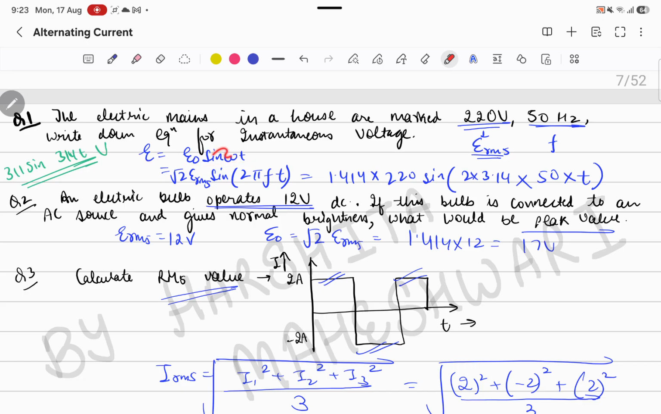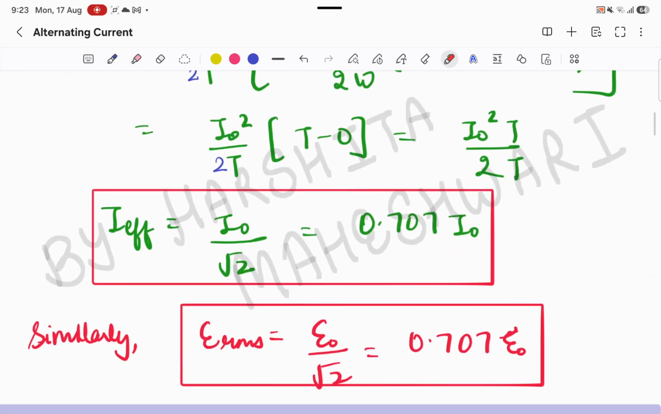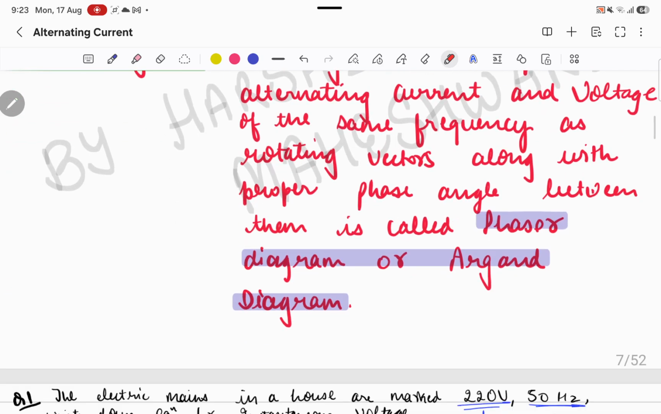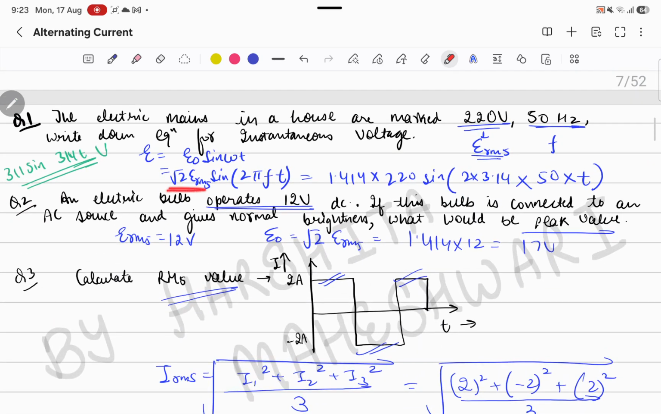And we know the relation that E is equal to E naught sin omega t. Right? E naught value I can substitute as root 2 times E RMS. I already concluded this from the previous formula. See, from here we concluded. Right? So E naught value I can write as root 2 into E RMS. So I substituted root 2 into E RMS, sine, and omega I can write as 2 pi f, and t will be as it is.